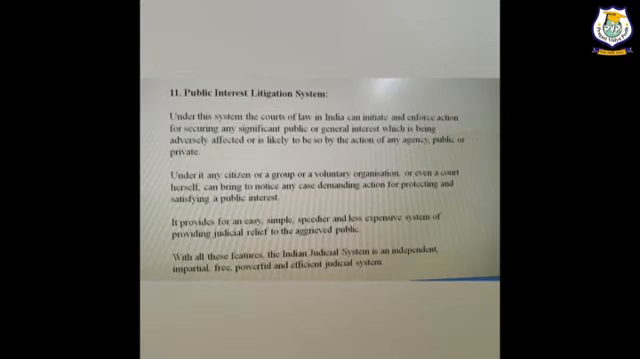Under the system of PIL, the courts of law in India can initiate and enforce action for securing any significant public or general interest which is being adversely affected or is likely to be so by the action of an agency, public or private. With all these features, the Indian judicial system is an independent, impartial, free, powerful and efficient judicial system.